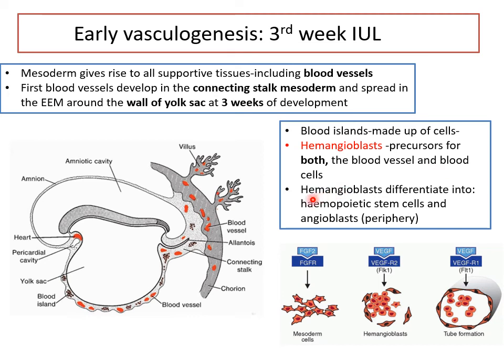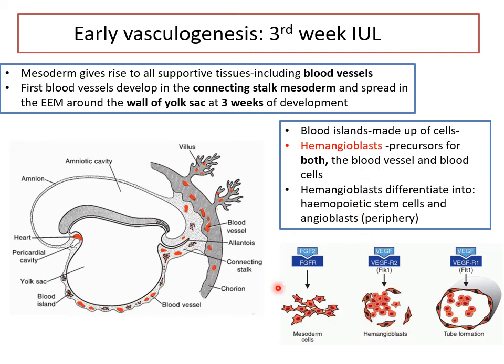So hemangioblasts, which are derived from mesoderm, first develop in the extraembryonic mesoderm around the connecting stalk. Later on, it spreads in the extraembryonic mesoderm around the yolk sac. Now, these hemangioblasts will differentiate into hemopoietic stem cells. What does this mean? These are the blood cells themselves, early hemopoietic stem cells, and angioblasts, which get arranged around the periphery.